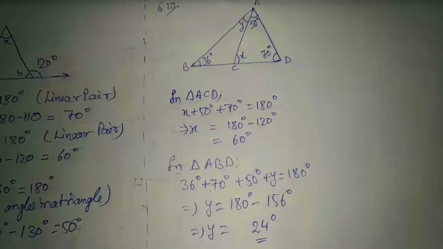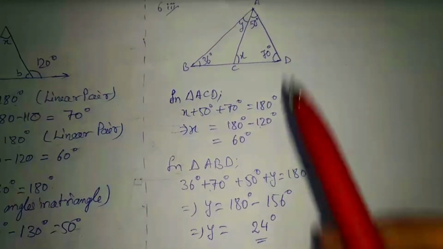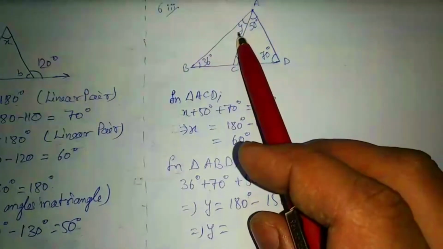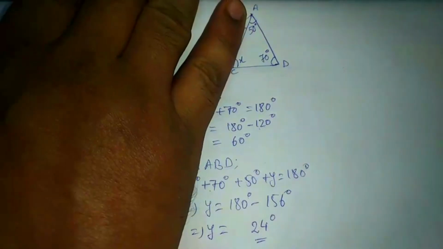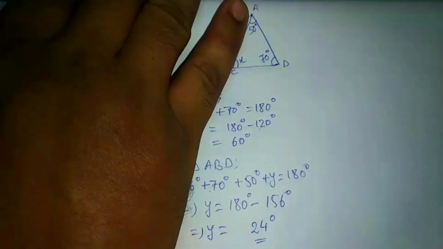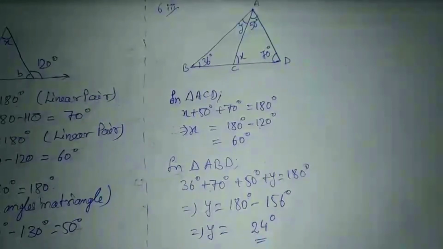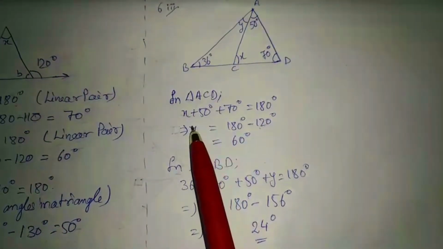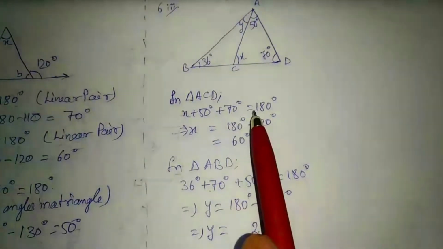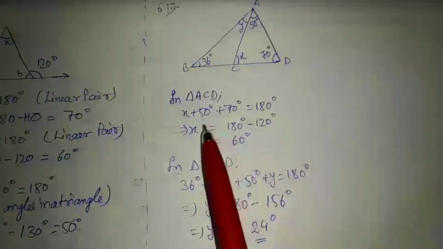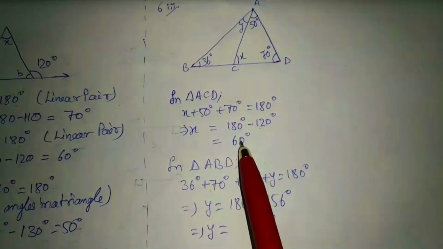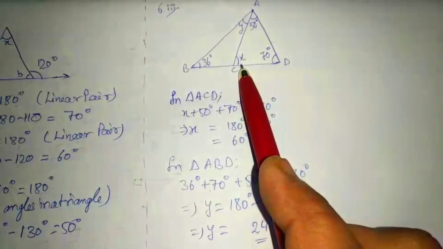Now come to this question. You can see the figure. Over here you have to find the value of x and y. So first forget this figure. Come to this triangle. Over here you have to find the value of x. So you can write in triangle ACD, x plus 50 degree plus 70 degree is equal to 180 degree, or the value of x will be 60 degree. Now you have got the value of x.